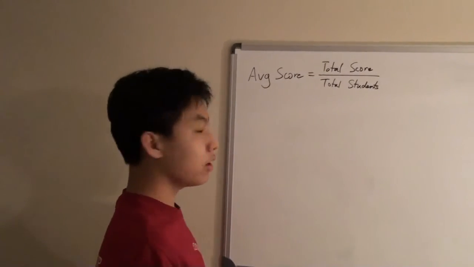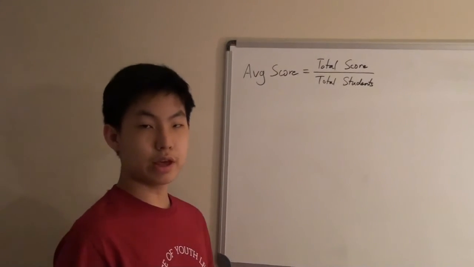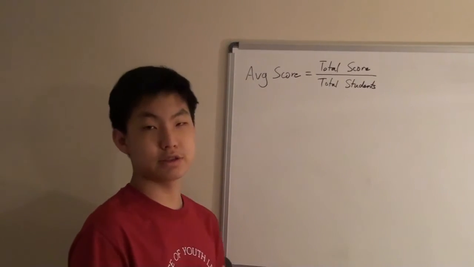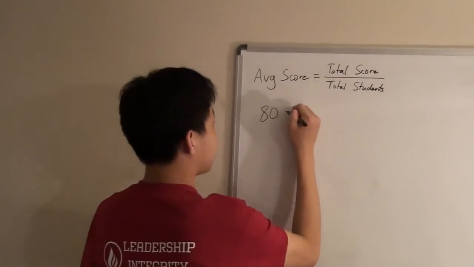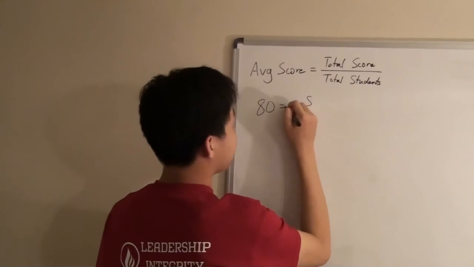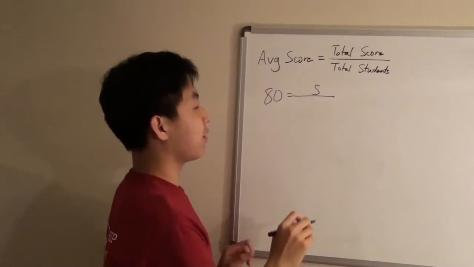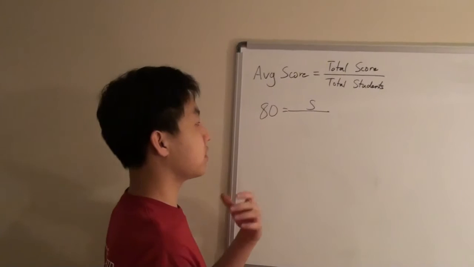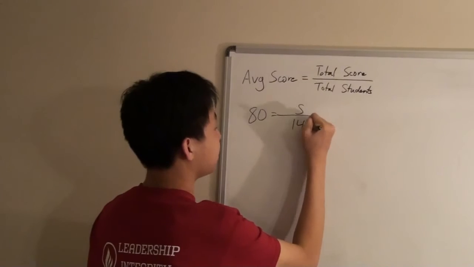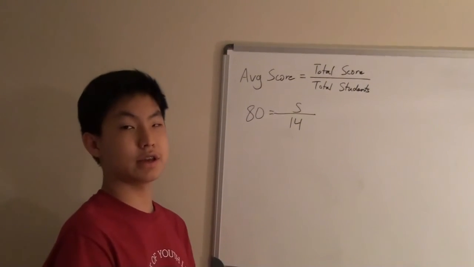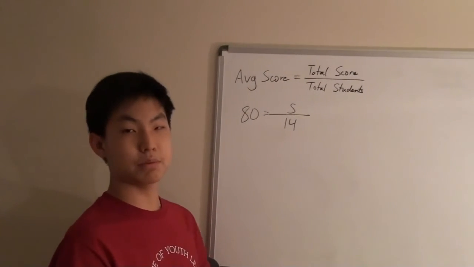Okay, so now we will use the facts presented in the problem. We know that before Mr. Patrick graded Peyton's test, the average score was 80. And then we're trying to find the total score for now. The number of students used when grading would be 14, since he hasn't graded Peyton's test yet, and the total number of students in his class is 15. So 15 minus 1 would be 14.